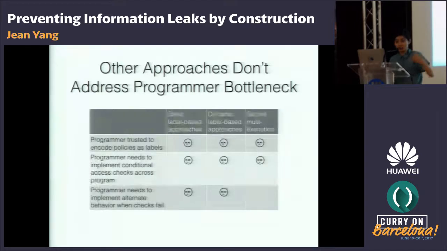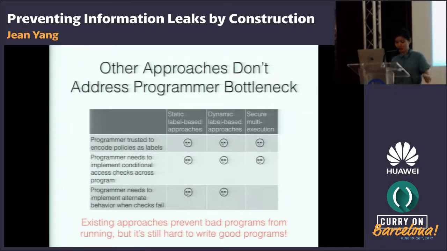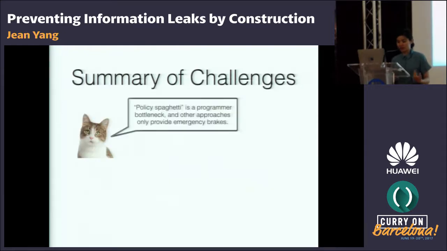And so while all these approaches before provide really nice infrastructure for specifying what it means not to leak information, and they will prevent your program from leaking information, the programmer is still responsible for making sure that the program gets constructed in a way that something useful is happening while the program runs. So in short, existing approaches prevent bad programs from running, but it's still hard to write these good programs. So to summarize the challenges so far, we have this issue of policy spaghetti providing a programmer bottleneck, and other approaches only providing emergency brakes.